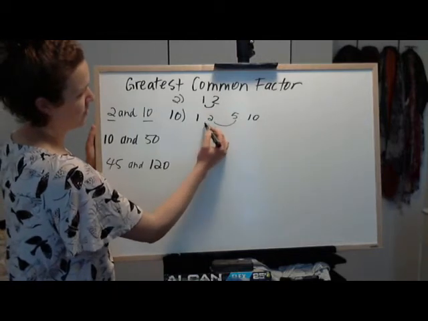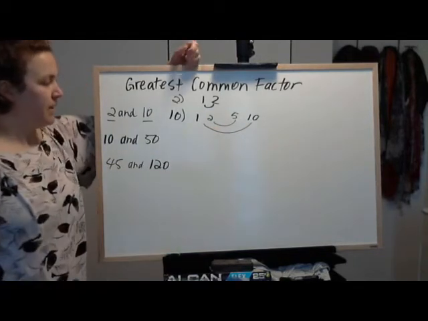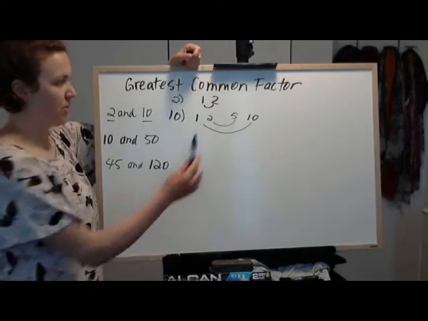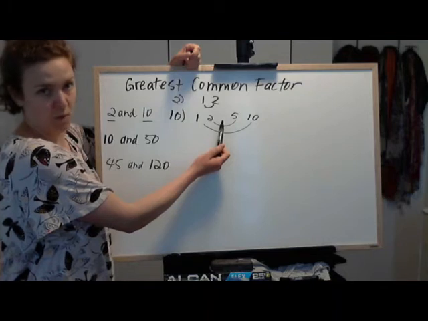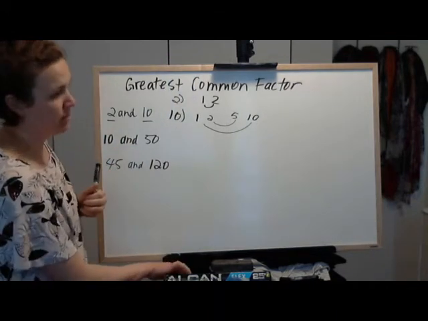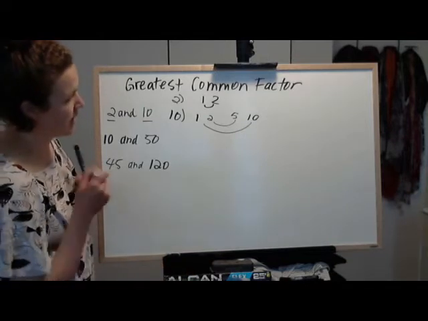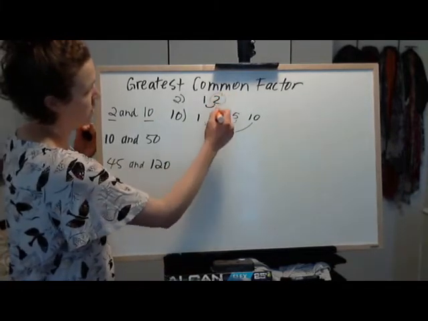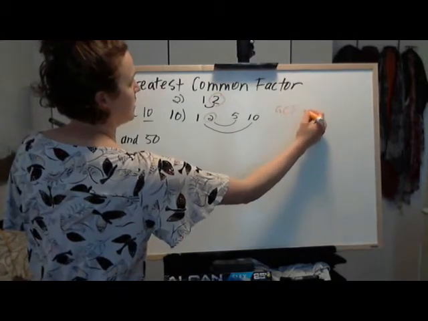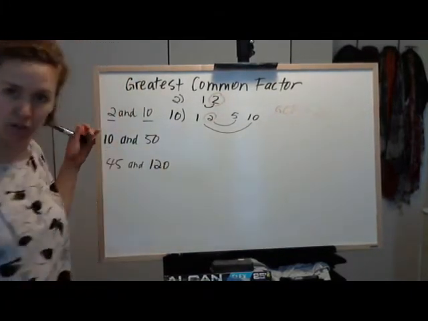I'm going to do my rainbow upside down. So these are the factors of 10, because I know 3 doesn't go into 10 and neither does 4. So now you look at both lists, you find the biggest number in both lists, and that is 2. So the greatest common factor of 2 and 10 equals 2.